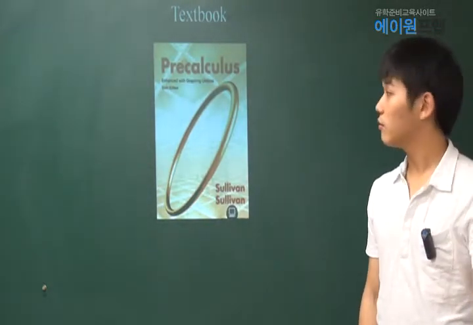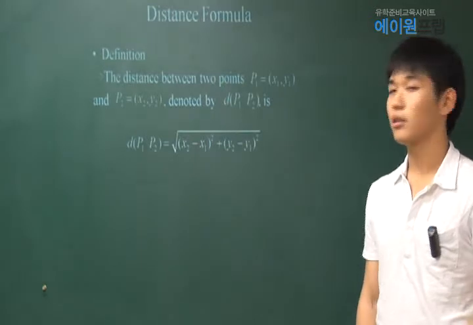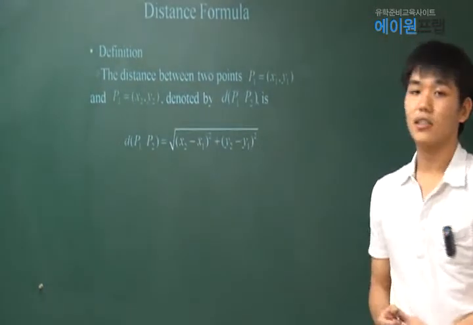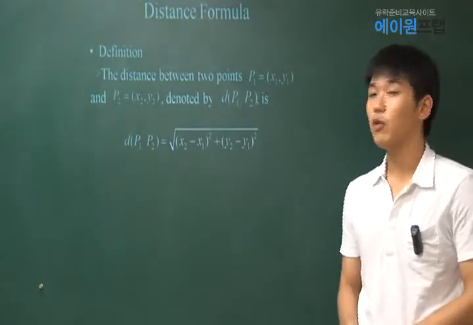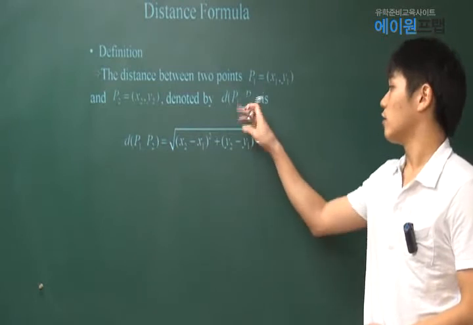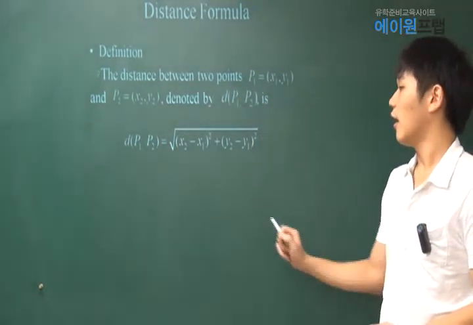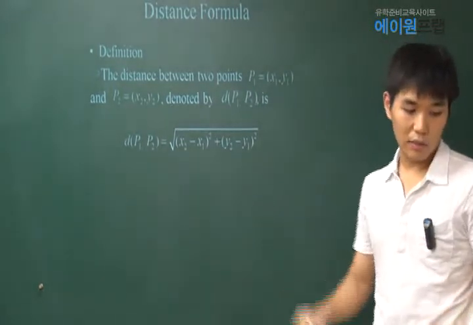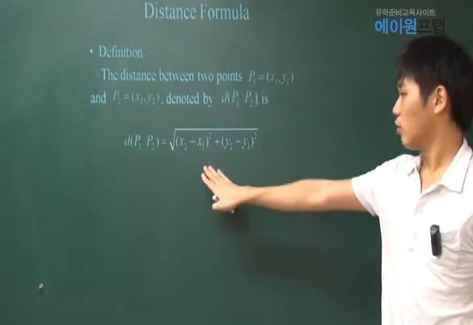So let me just start off today's first part, distance formula. So distance formula, definition: the distance between 2 points P1 and P2 is denoted by d, and you write the points here, P1 and P2, and this is the definition of distance between 2 points. Now let me show you this by example.